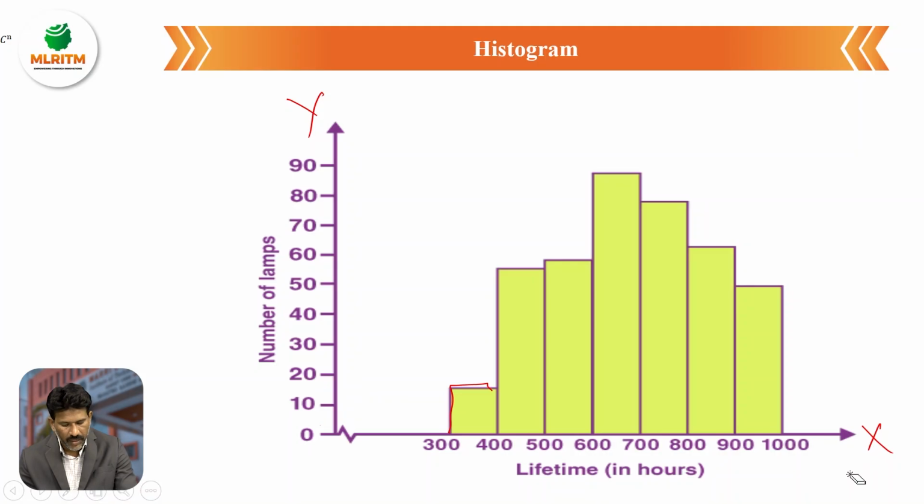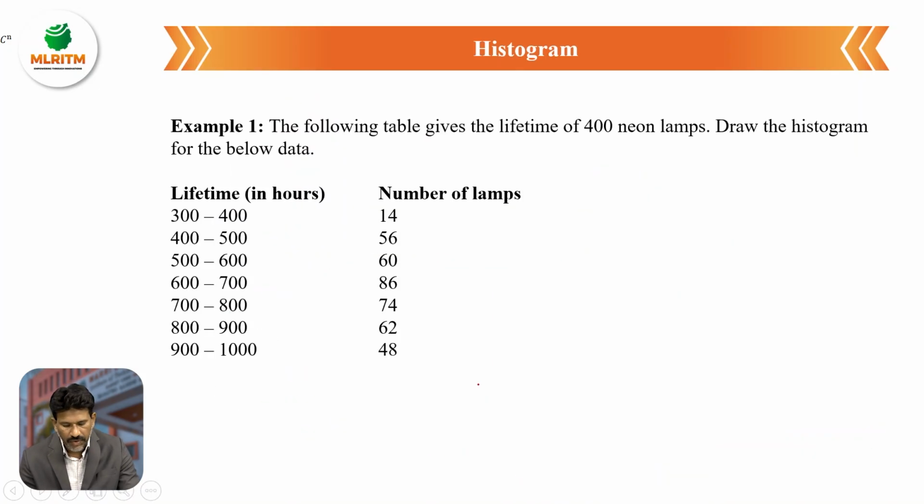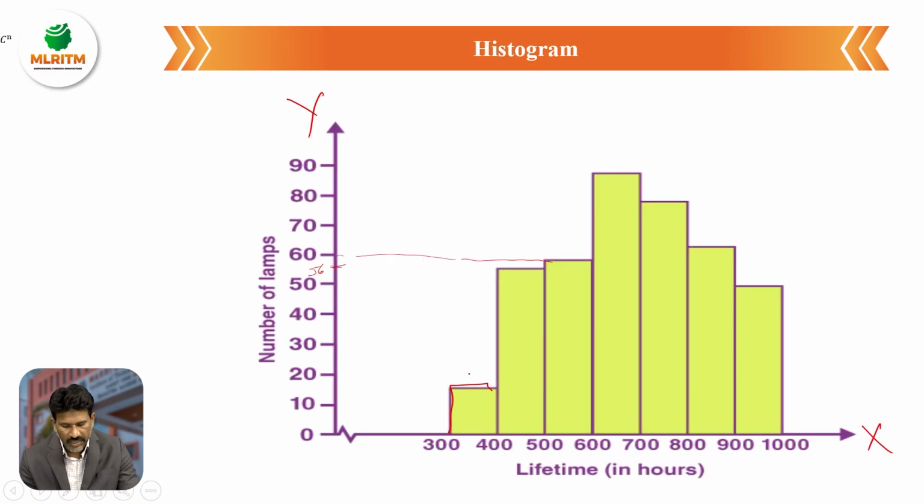And if you see the next one, 400 to 500, 56 is presented. So 56 is there in between 50 to 60. So you have to draw the histogram up to 56. If you see the next one, 500 to 600, there is a 60. So 60 is indicated here, and you have to draw the histogram. When we see 600 to 700, 86 is presented in between 80 to 90. So you have to draw 86 here.